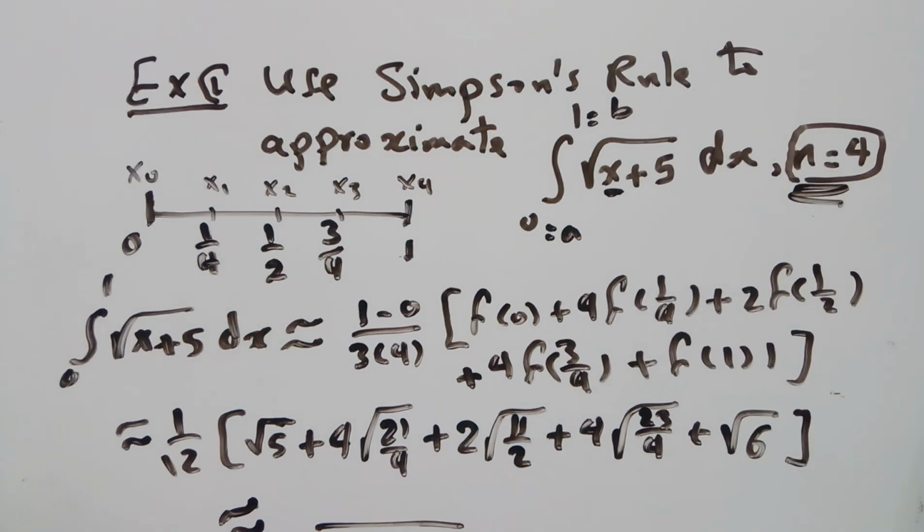If you increase the number n to 6, 8, 10, 12, and so on, and if you go to infinity, I think you will get the exact area for this function from 0 to 1.